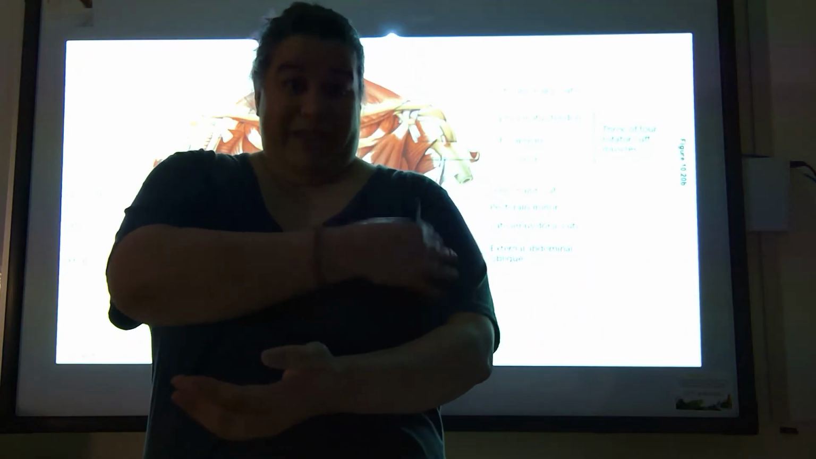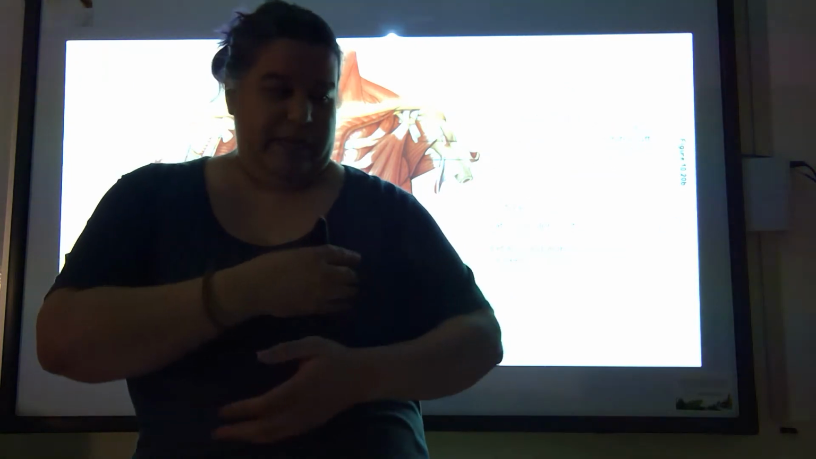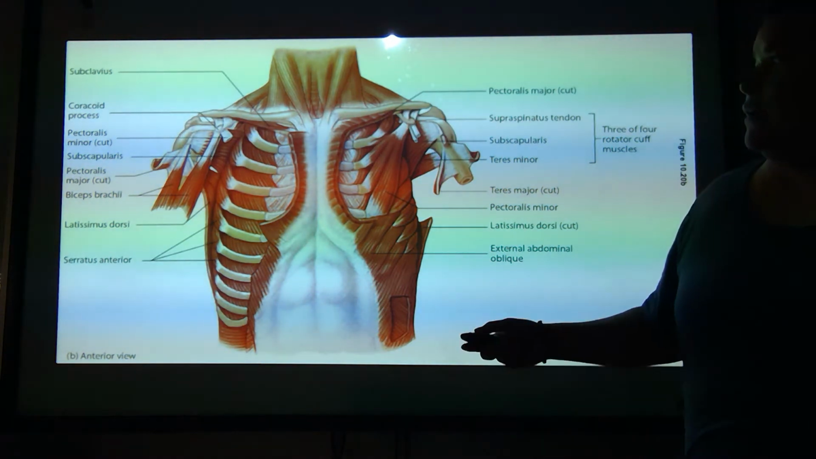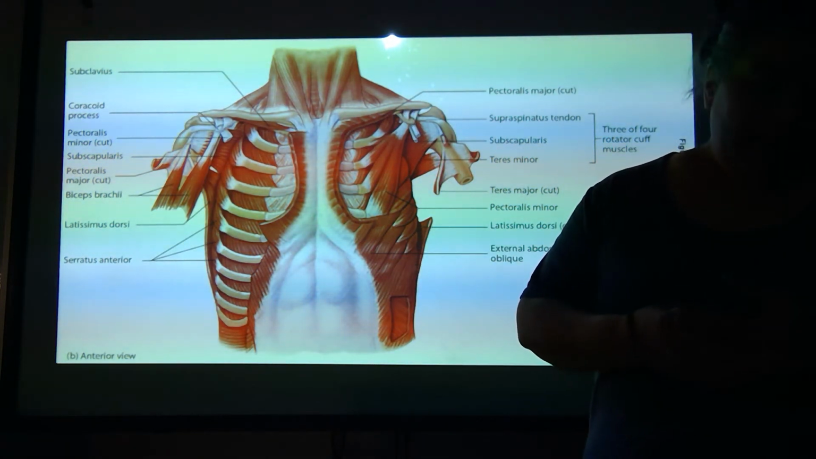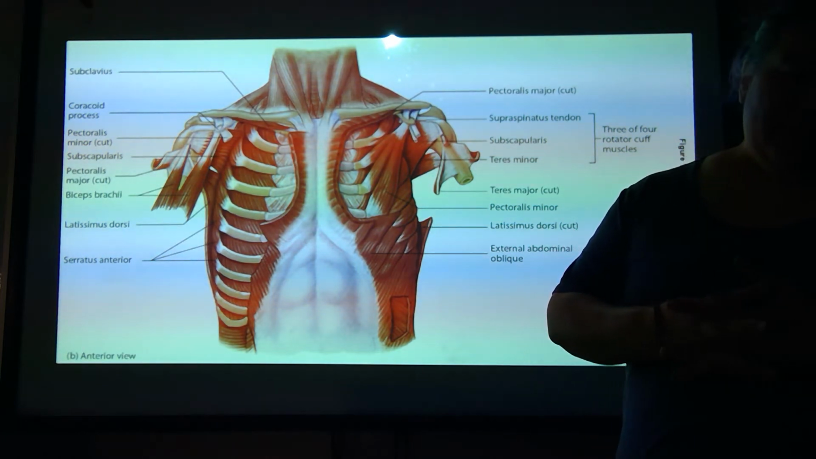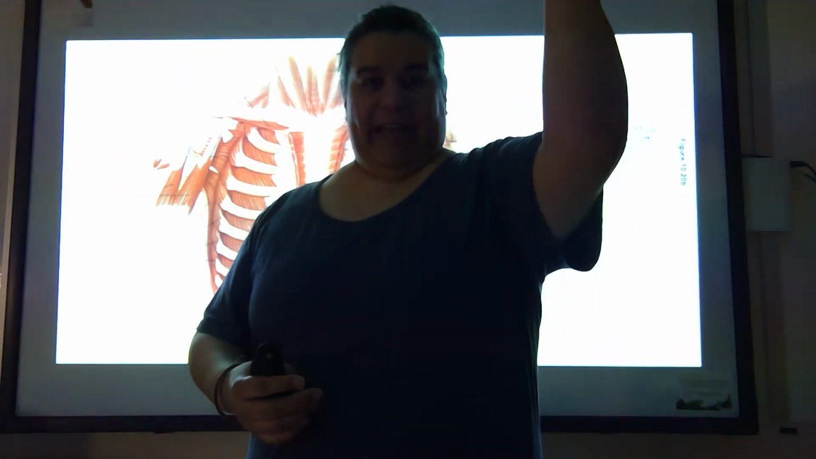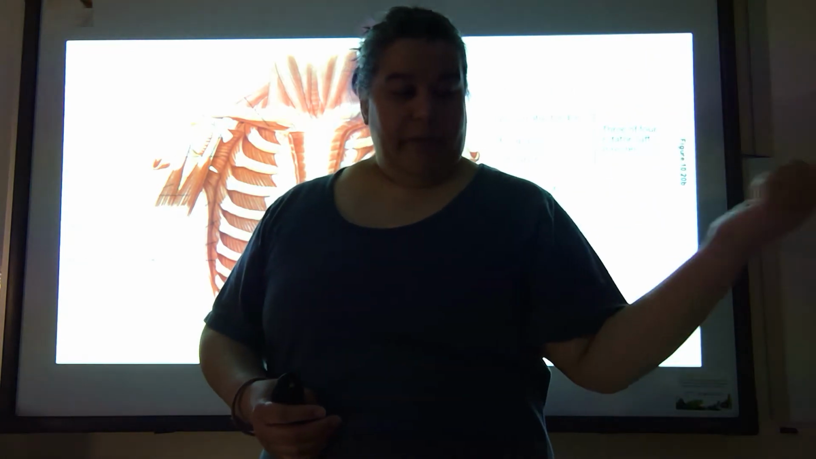Now remember, this is arm, this is forearm. Okay, so we're talking about this rotating medially. Okay, the biceps brachii is an arm muscle, and it flexes the shoulder and elbow and supinates the forearm and hand. So it flexes, okay, the shoulder.